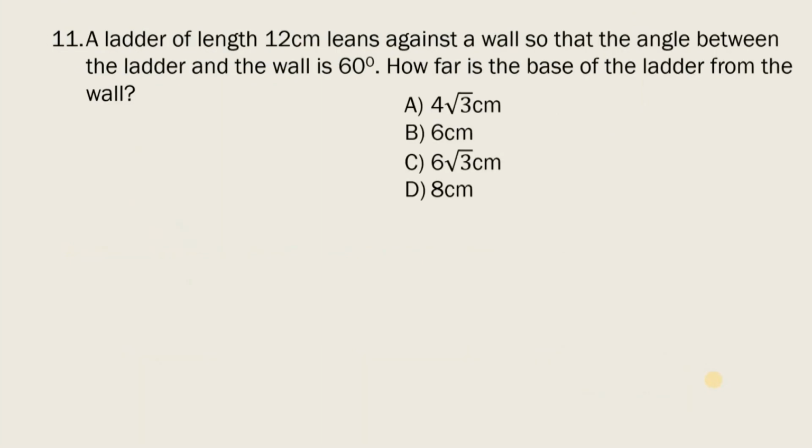Question 11. A ladder of length 12 centimetres leans against a wall so that the angle between the ladder and the wall is 60 degrees. How far is the base of the ladder from the wall? Pause the video whilst you work it out.